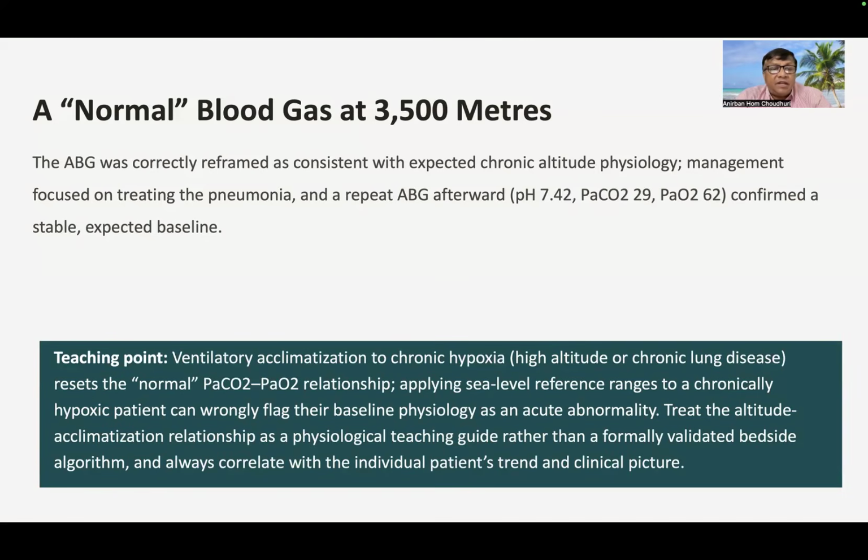So the teaching point is that ventilatory acclimatization to chronic hypoxia, which occurs at high altitude and also in chronic lung disease, resets the normal PCO2-PaO2 relationship. So applying sea-level ranges to a chronically hypoxic patient can wrongly flag their baseline physiology as an acute abnormality due to decompensation. So treat the altitude acclimatization relationship as a physiological teaching guide rather than a formally validated bedside algorithm, and always correlate with the patient's trends and the clinical picture. Thank you.